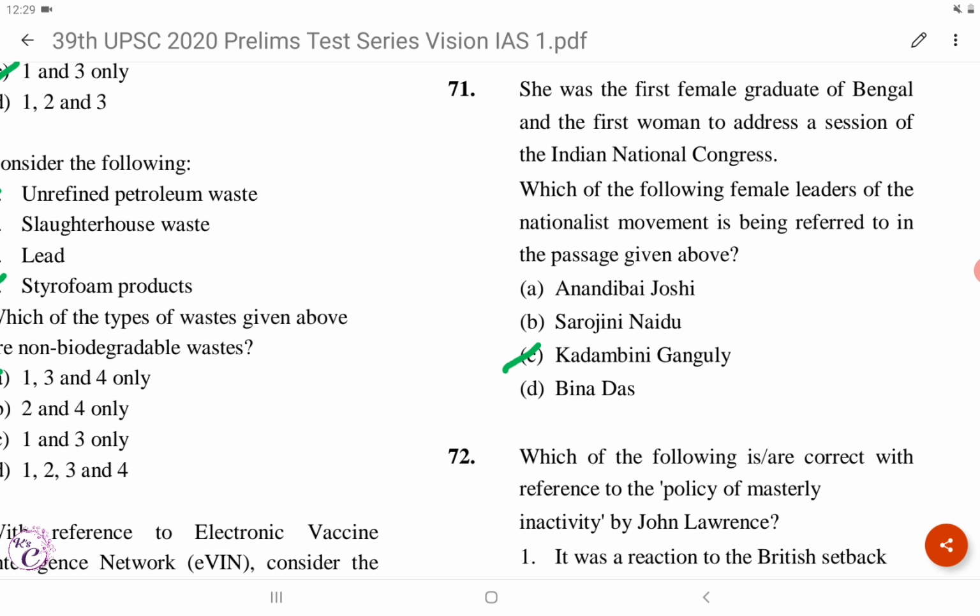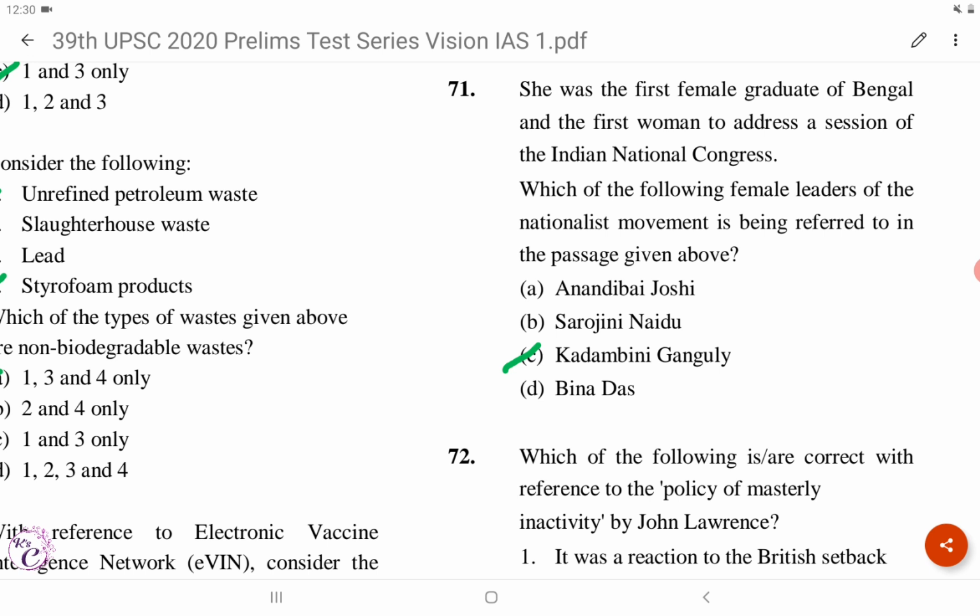In 1890, Kadambini Ganguly, the first woman graduate of Calcutta University, addressed a Congress session. This was symbolic of the fact that India's struggle for freedom would raise Indian women from the degraded position to which they had been reduced for the past centuries. Hence, option C is the correct answer. Anandibai Joshi was the first Indian female physician alongside Kadambini Ganguly. She was the first woman from the erstwhile Bombay Presidency of India to study and graduate with a 2-year degree in Western medicine in the United States.